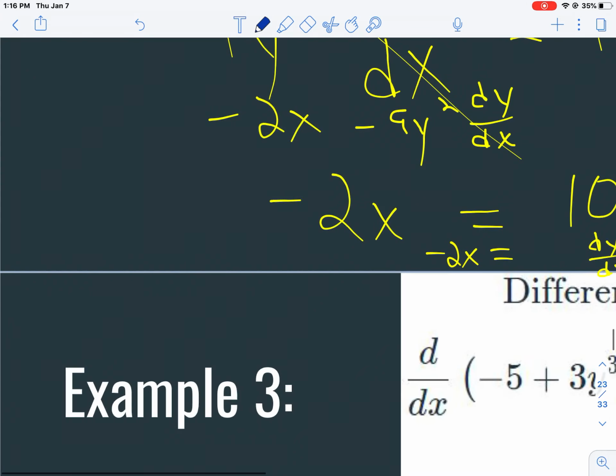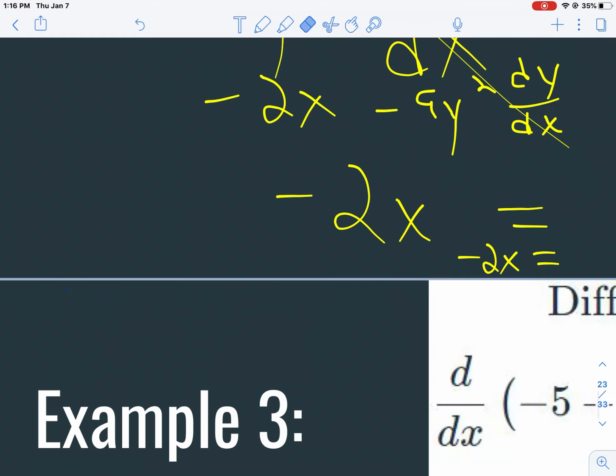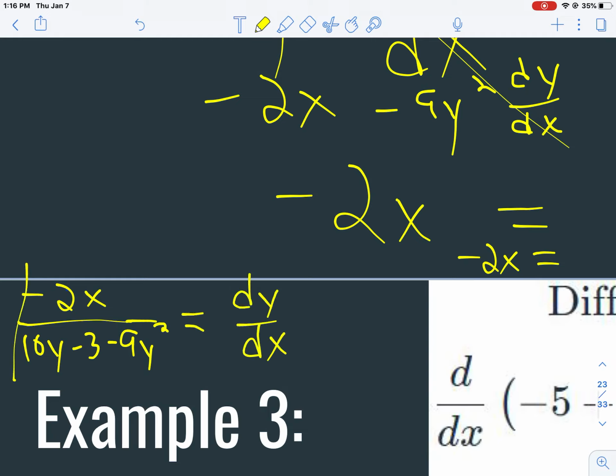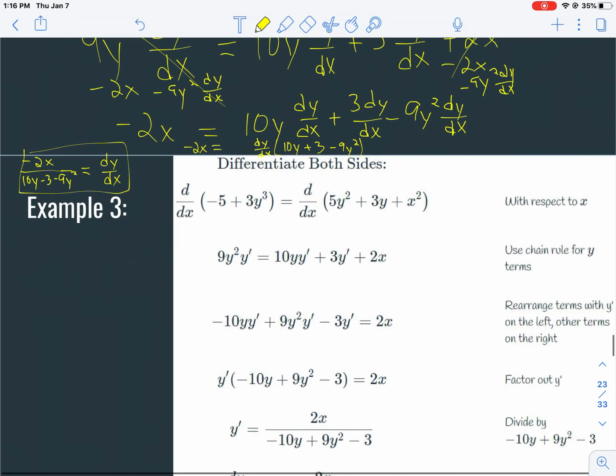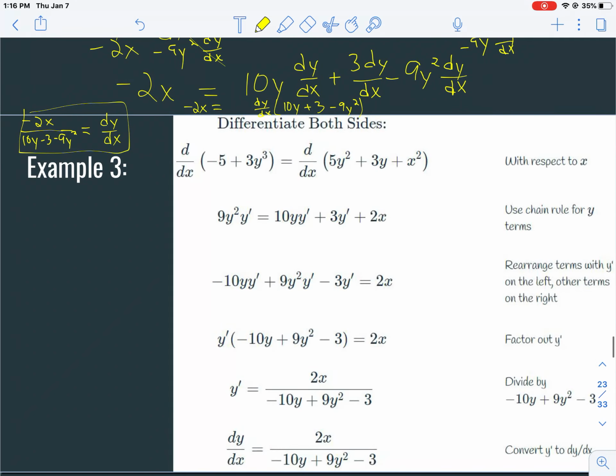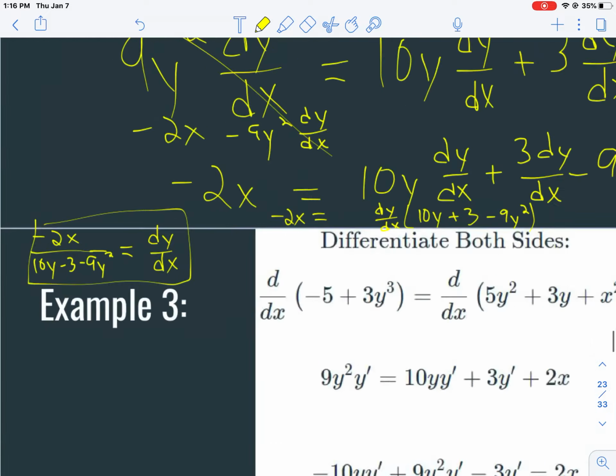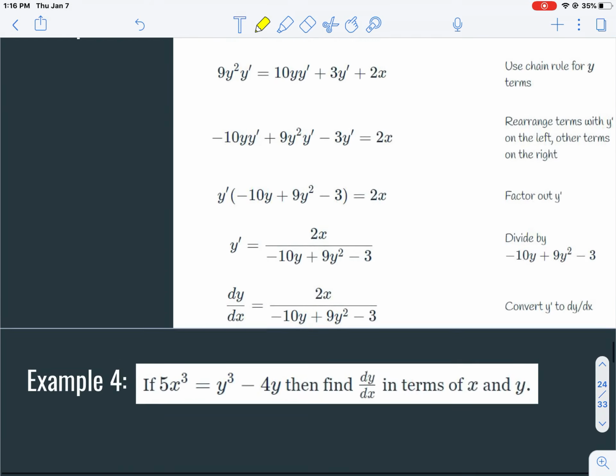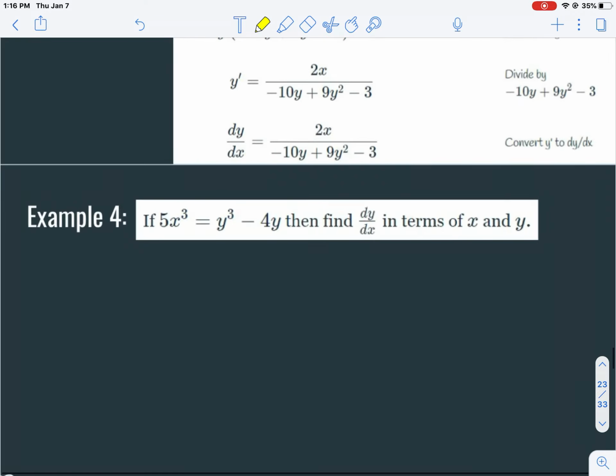to get as my answer over here is, I should have kept yellow, negative 2x divided by 10y plus 3 minus 9y squared equals dy dx. Okay? And that's the same answer that they got here. All the signs are changed, though. Okay? But same idea. So dy dx we solved, and now we're done. Okay? All right, there was one more example for you to do.